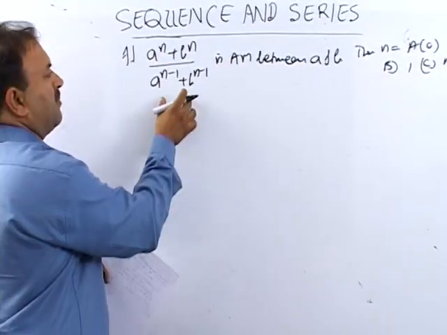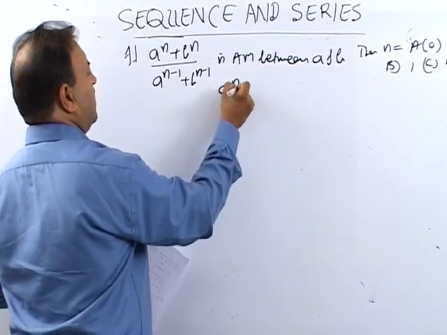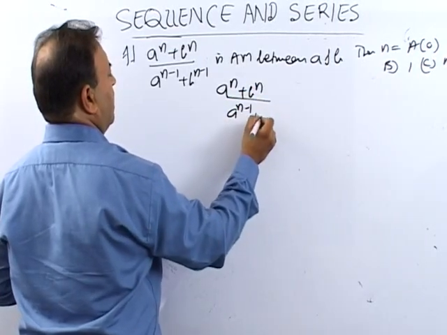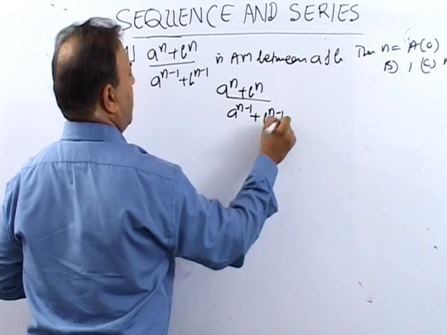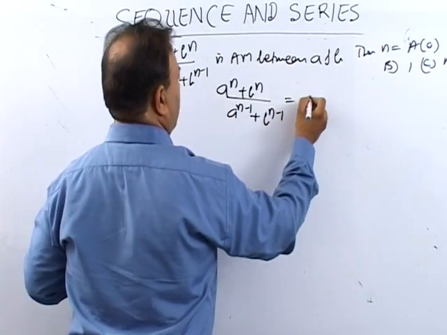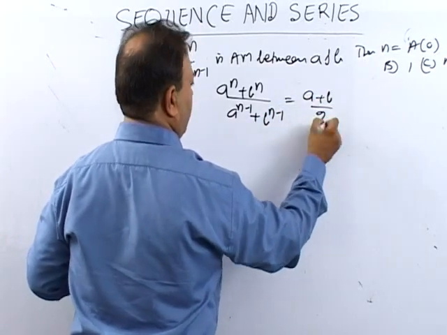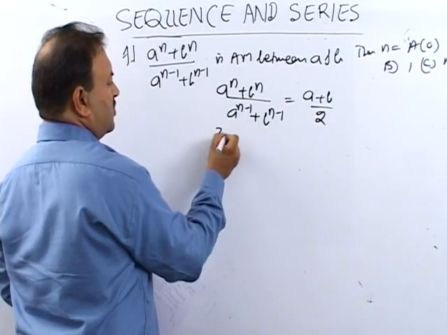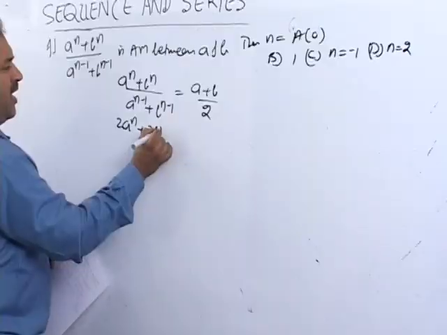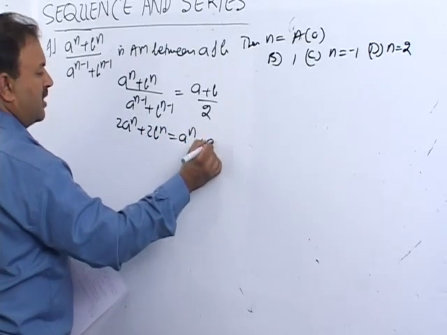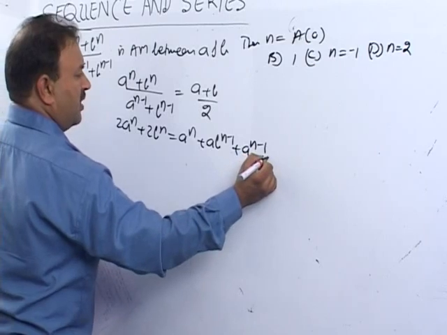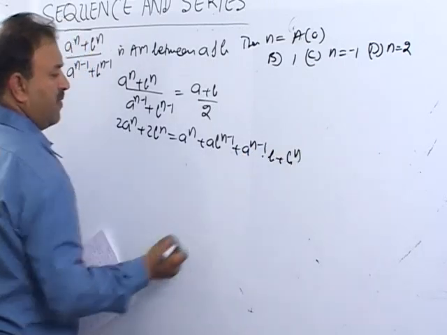Now what does it mean? This is the arithmetic mean between a and b. That means a to the power n plus b to the power n upon a to the power n minus 1 plus b to the power n minus 1 is equal to a plus b upon 2. Now cross multiplying it, it is 2a to the n plus 2b to the n, equal to a to the power n plus a b to the power n minus 1, plus a to the power n minus 1 into b plus b to the power n.